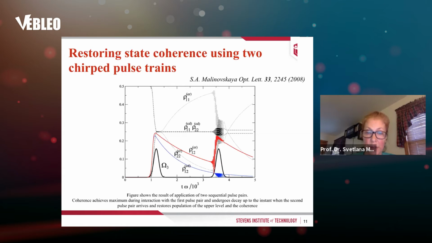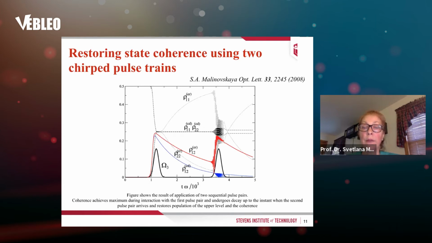The figure shows the result of application of two sequential pulse pairs. The first pulse pair generates maximum coherence, shown in red, which is subject to decrease due to spontaneous decay, the red curve decreasing, and collisional dephasing. That's the blue curve, which shows how decay occurs due to the collisional dephasing.